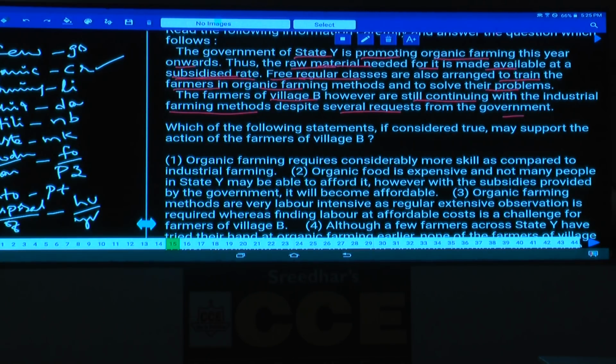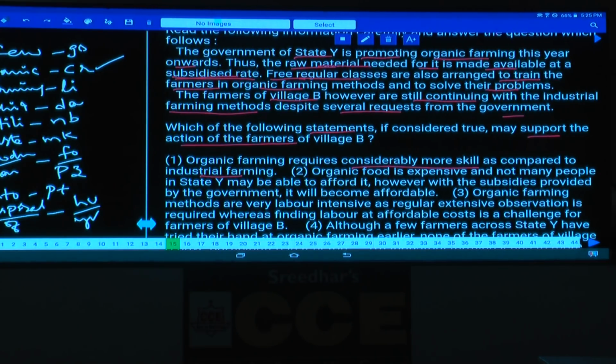Then what is the reason behind this? Which of the following statements, if considered true, may support the action of farmers of village B? Why are the farmers of village B not going for organic farming, and what is it that supports their cause? Now we should find out a valid reason why these farmers are not shifting to organic farming. Then choice 1. Organic farming requires considerably more skill as compared to industrial farming. Is this the reason?